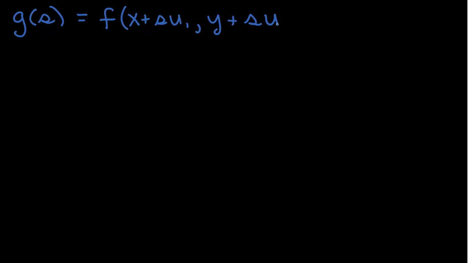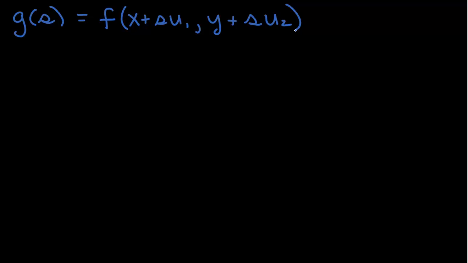Okay, so let's do this. Let's just create a new function here. I'll call this g of s. Okay? So this is just a single variable function in terms of s, right? And I'm going to say that this function is defined to be f of x plus s u1, y plus s u2. Okay? So there is my single variable function.